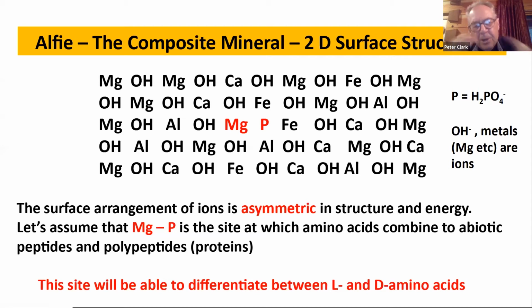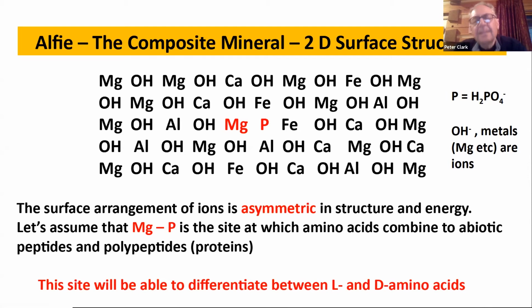Now, I've made the assumption, which I can't justify tonight, it's another lecture or more, that amino acids polymerize to polypeptides and proteins at this magnesium phosphate site. I've worked out the surface chemistry to explain that, but I'm not going to go into that tonight.